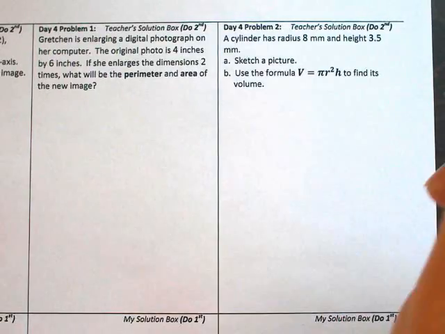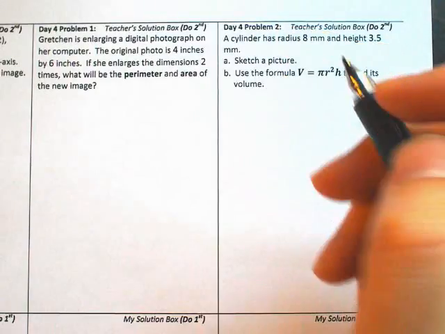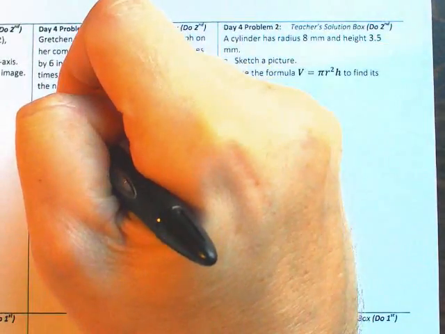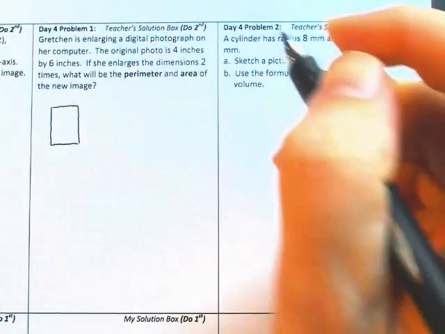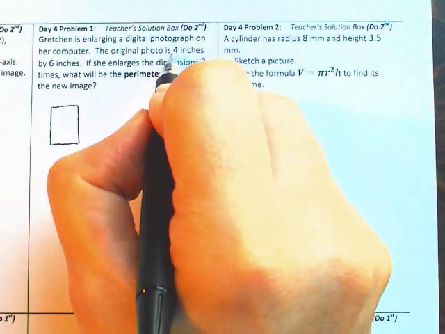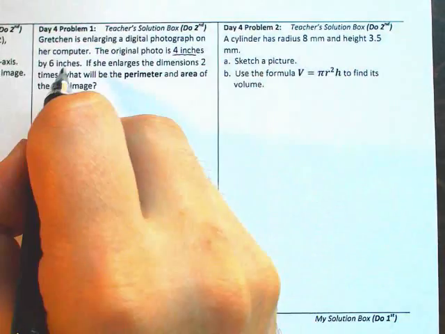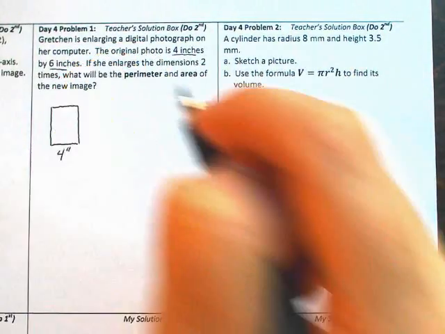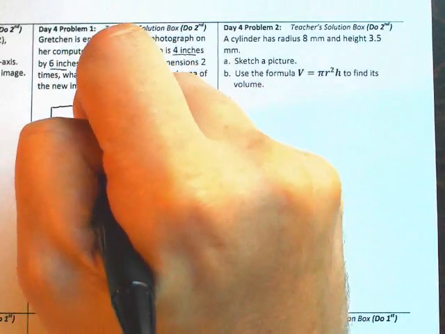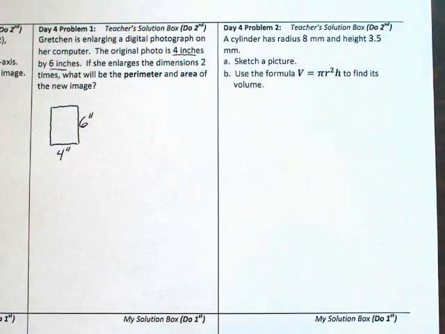So this question here refers to a photograph that is rectangular in shape, and so I can sketch a rectangle, and the width of this is 4 inches and its height is 6 inches. So 4 inches across there and 6 inches on that side.